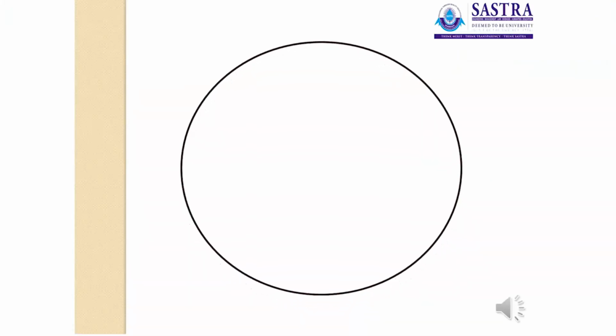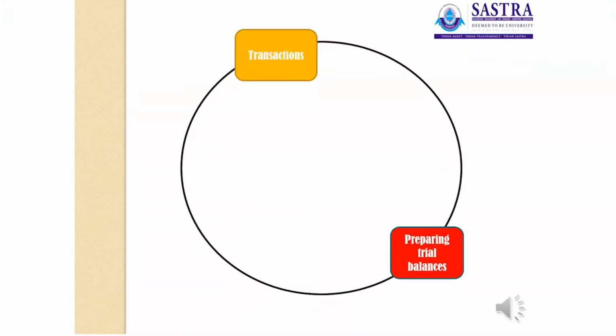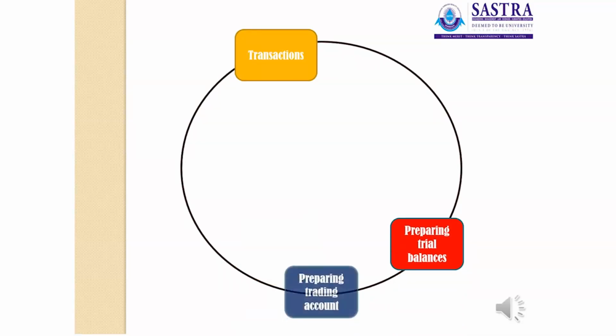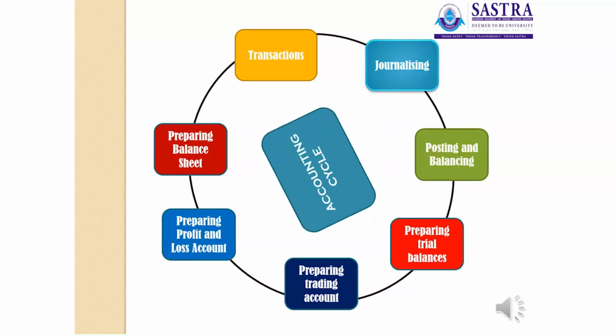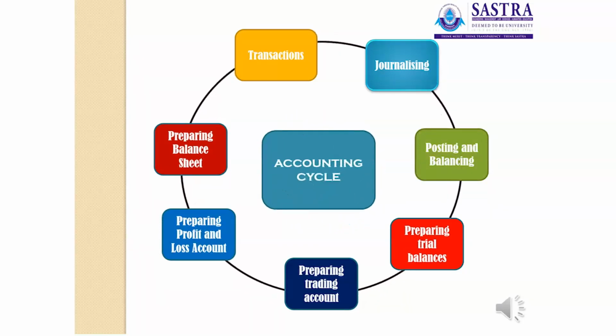Now, let us see the accounting cycle. Accounting cycle is a sequence of steps involved in the accounting process. It starts with identification and recording of financial transactions of an organization and ends with the preparation of final accounts for the accounting year. The cycle continues for the next accounting year with the opening balance of assets and liabilities, which are the closing balance of the preceding year.